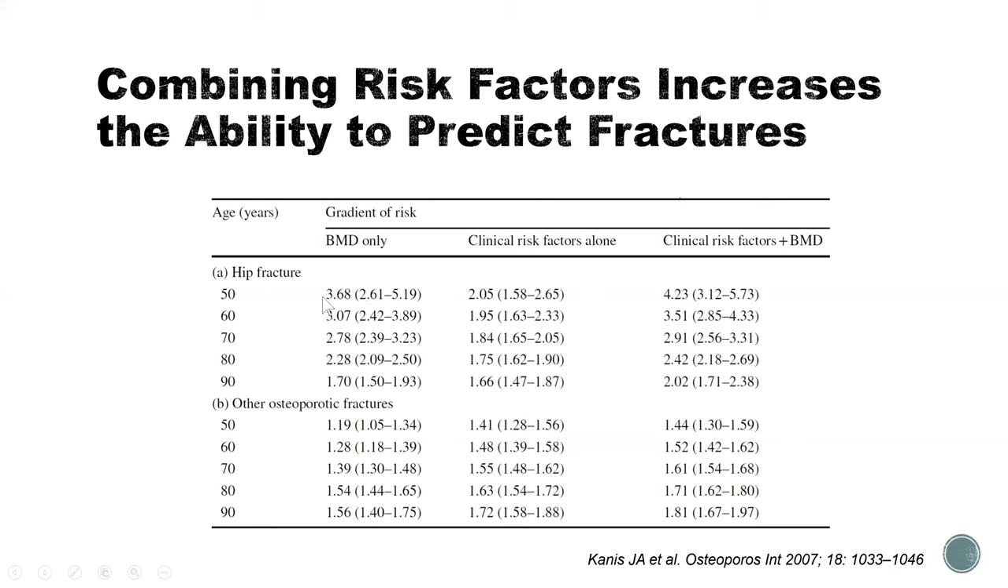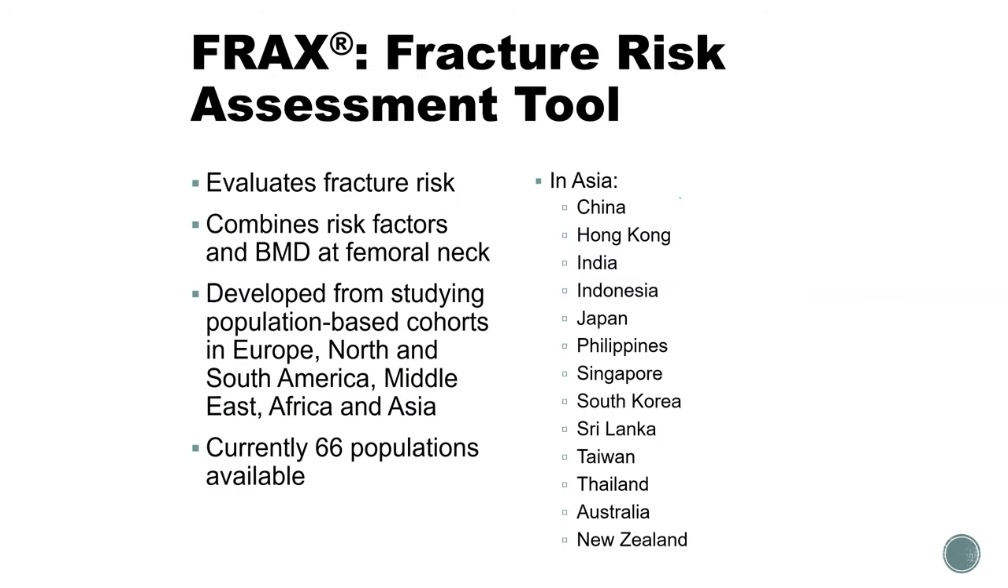powerful predictor. But if you combine the two, it seems to work a little bit better and you have a better idea of the fracture risk. This is especially so in a younger patient; in an older patient, it doesn't matter so much because bone density would be more important. So with this in mind, you use your bone density and combine it with clinical risk factors, for example, like in FRAX, where you have assessed fracture risk using both clinical risk factors and bone density at the femoral neck.